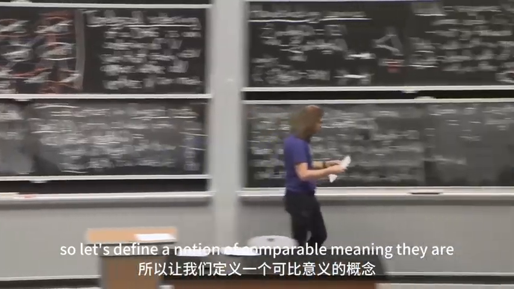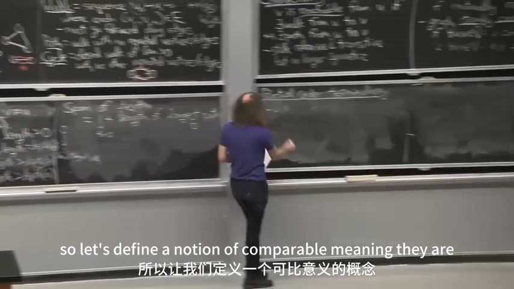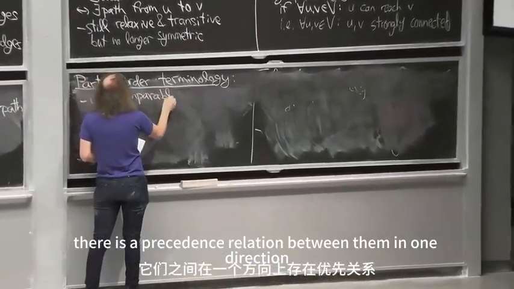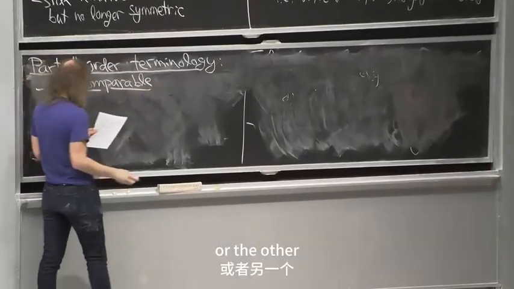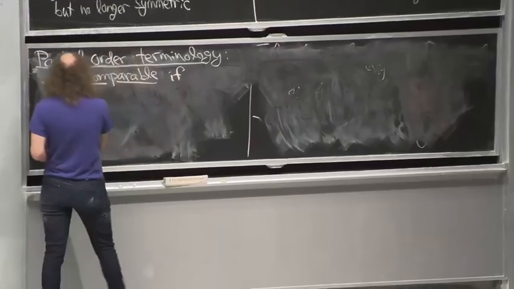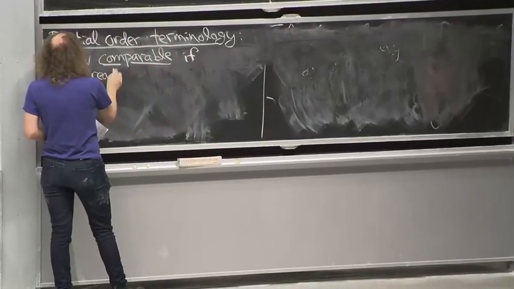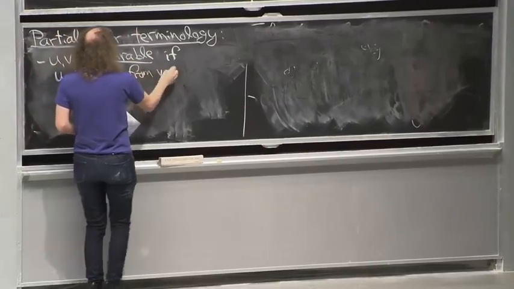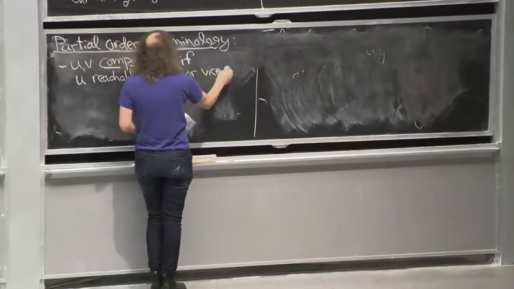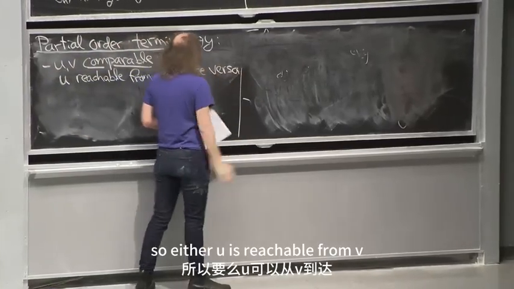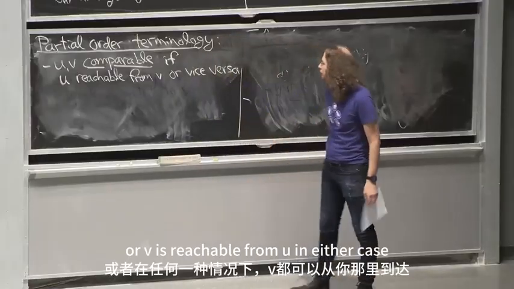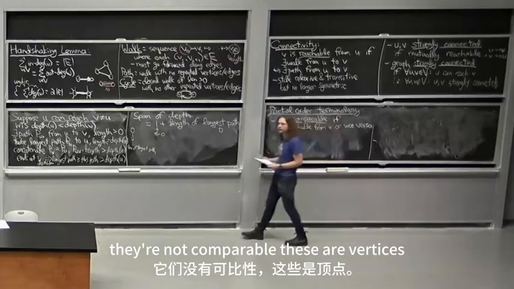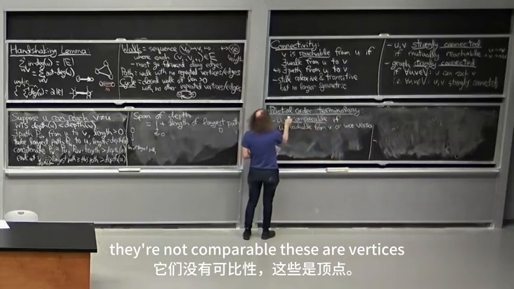So let's define a notion of comparable, meaning there is a precedence relation between them in one direction or the other. So either u is reachable from v or v is reachable from u. In either case, we call u and v comparable. And otherwise, they're not comparable. These are vertices.